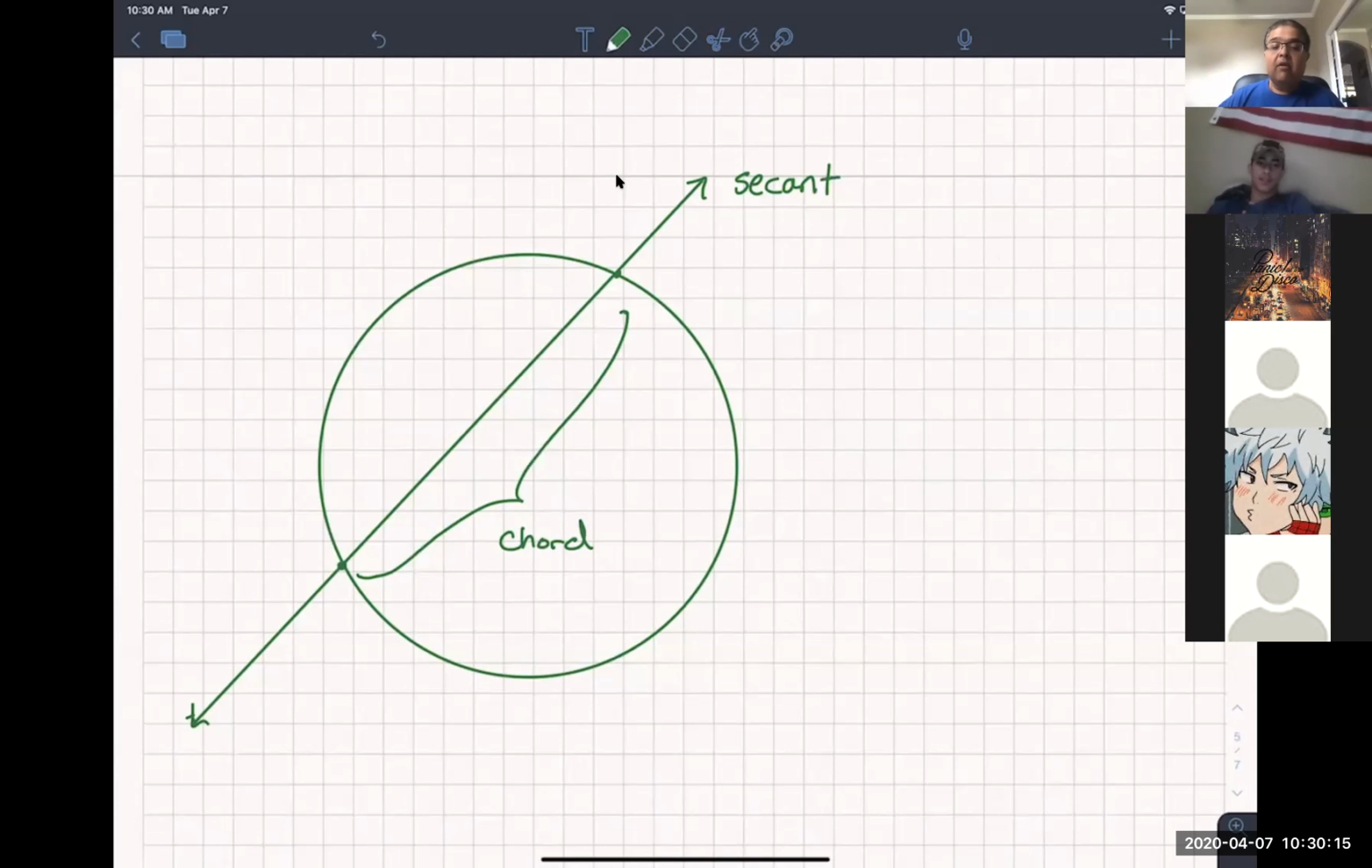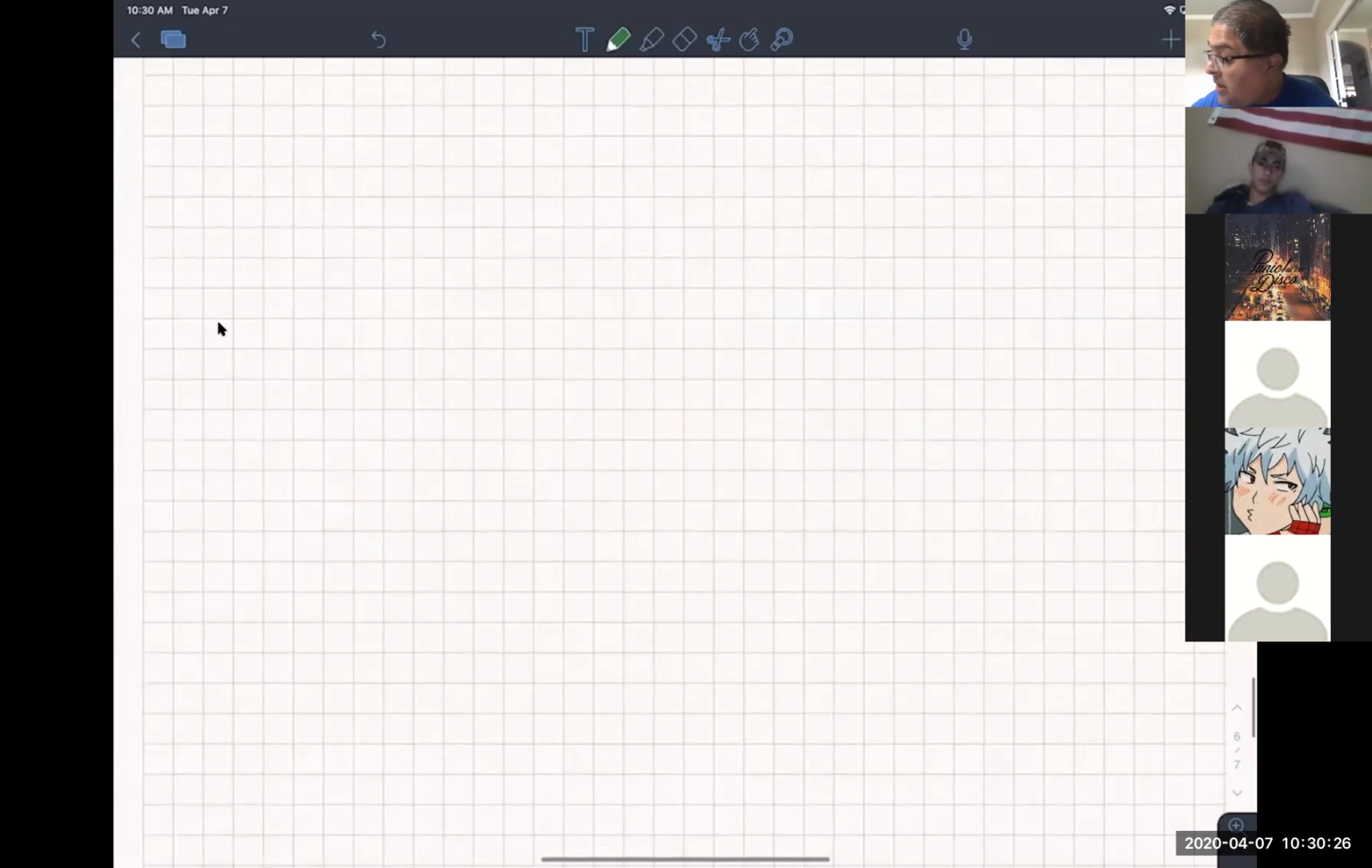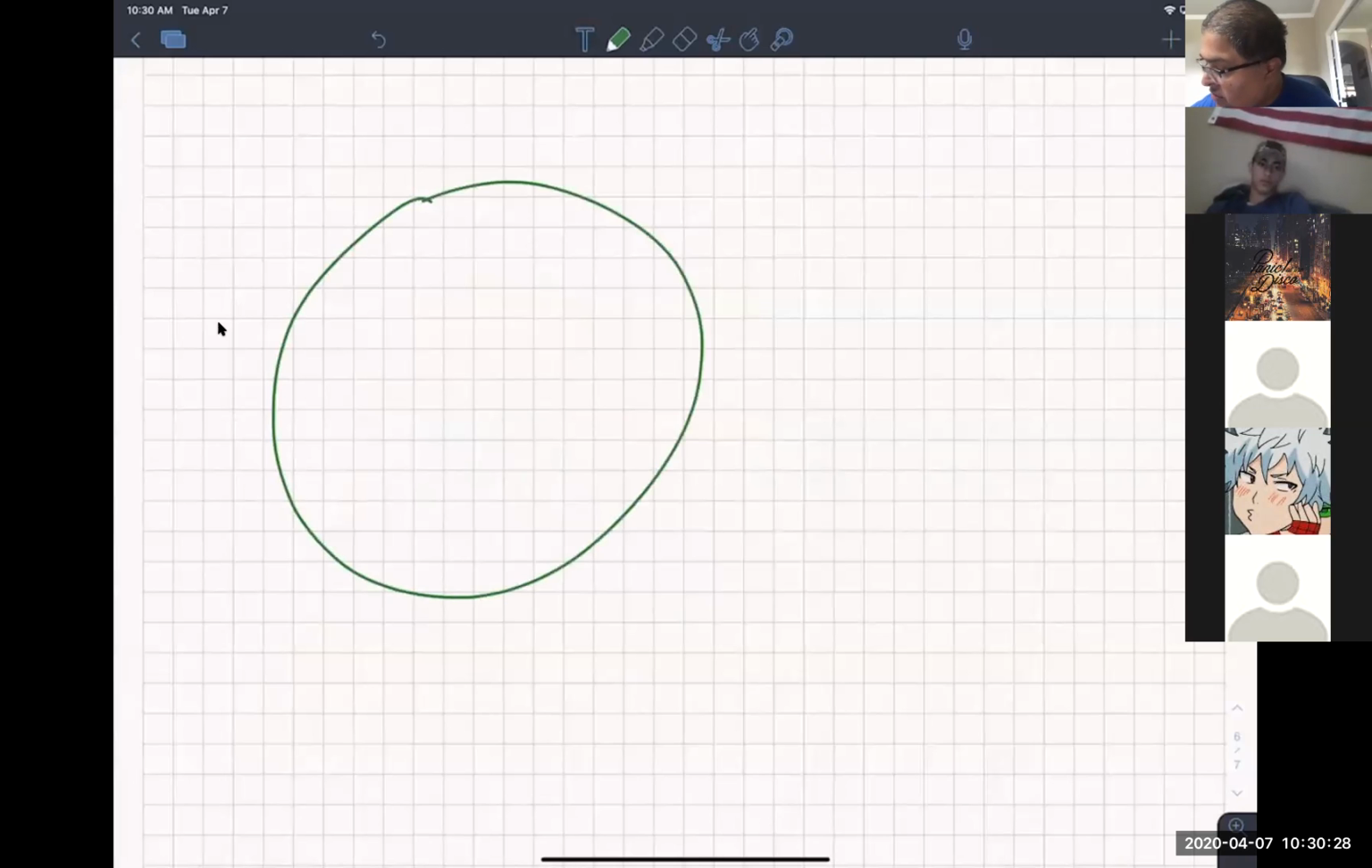Okay, so remember what we talked about. We said that all circles are similar. Okay, so in order for something to be similar, they have to be in ratio to one another. So let's take two concentric circles.